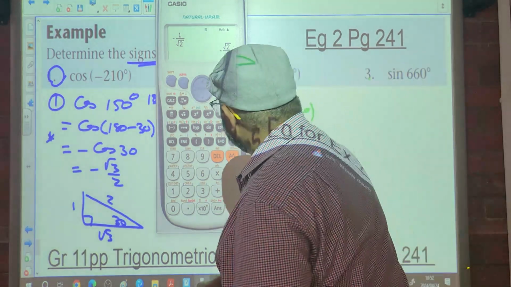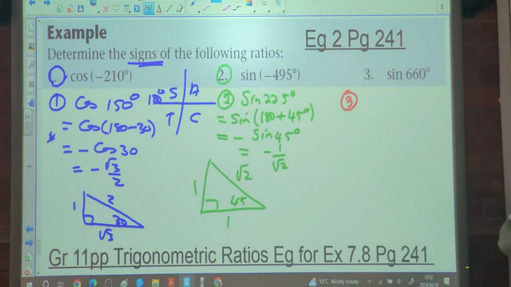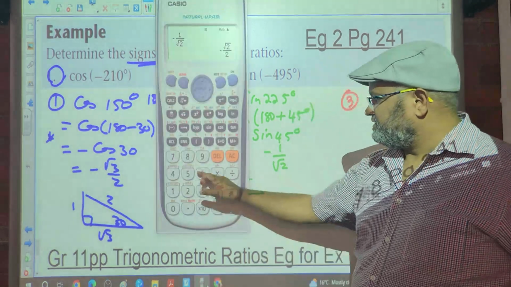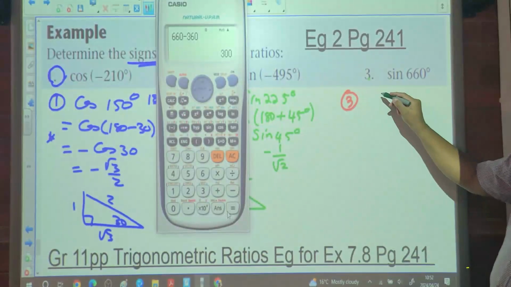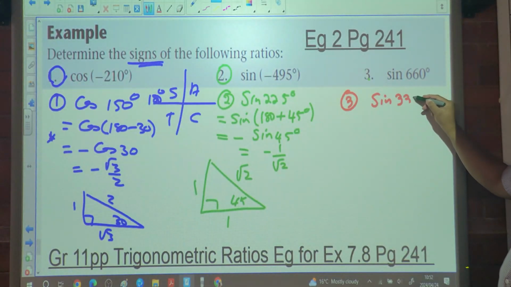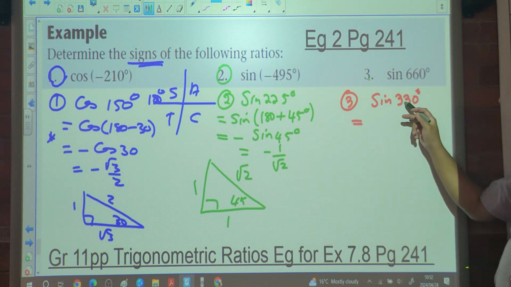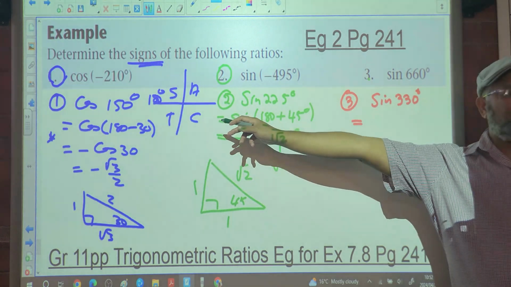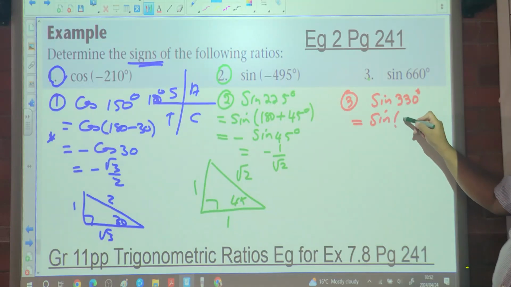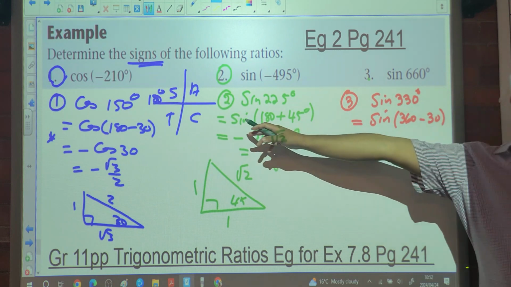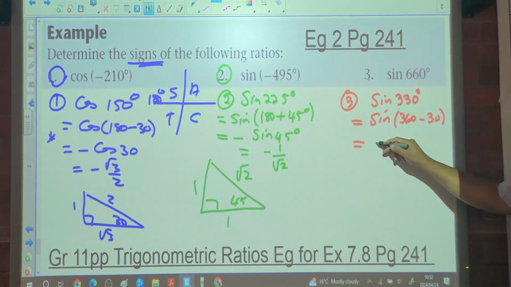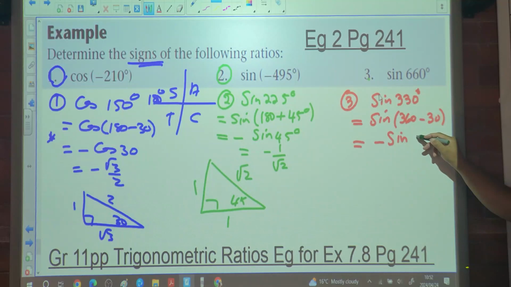Alright. Then number 3, we have sine of 660. So what do we do with that? We subtract 360, so you're going to get 300. So that is sine of 300 degrees. Which quadrant is 300 in? The fourth quadrant. How do we get it in the fourth quadrant? 360 minus 60. Is the sign positive or negative in the fourth quadrant? Negative. So it's negative sine. Sorry?